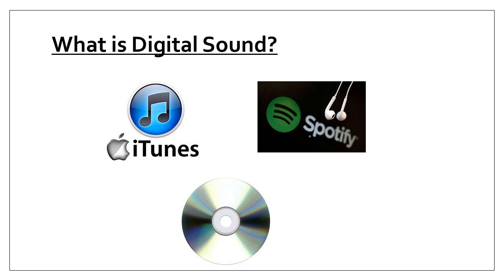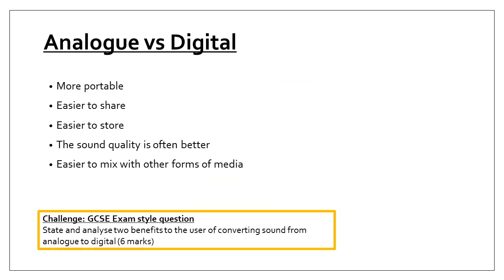What is digital sound? Something you're much more familiar with. iTunes, Spotify, SoundCloud, CDs, all stored in the music digitally. MP3 files, that sort of thing. But here's the difference then between analog and digital. Digital is more portable. It's on your phone, and it doesn't need Wi-Fi.